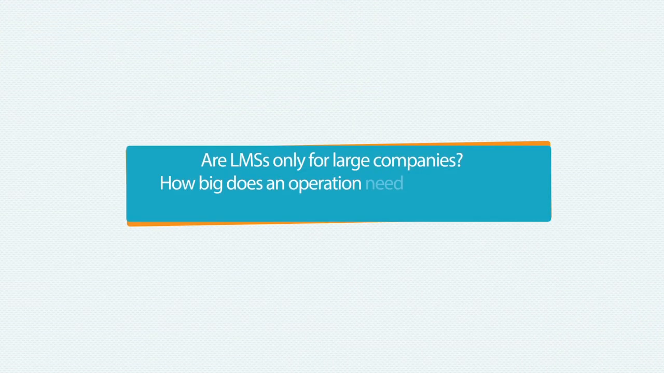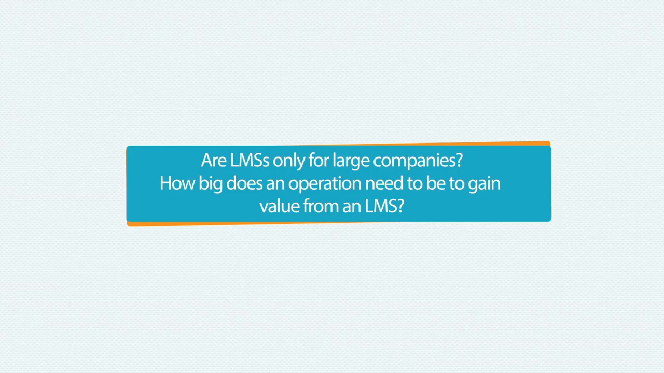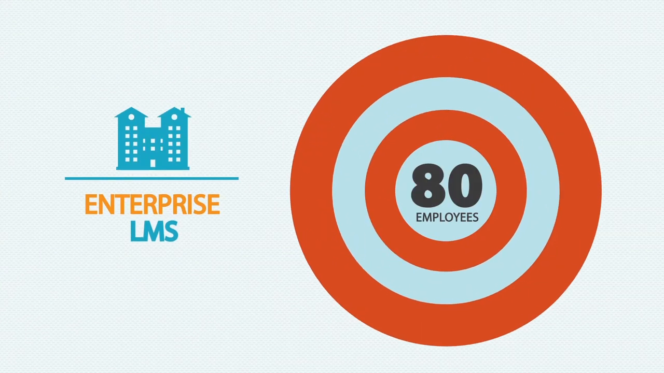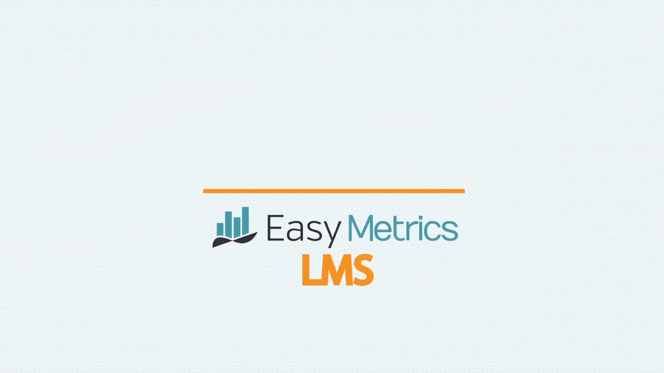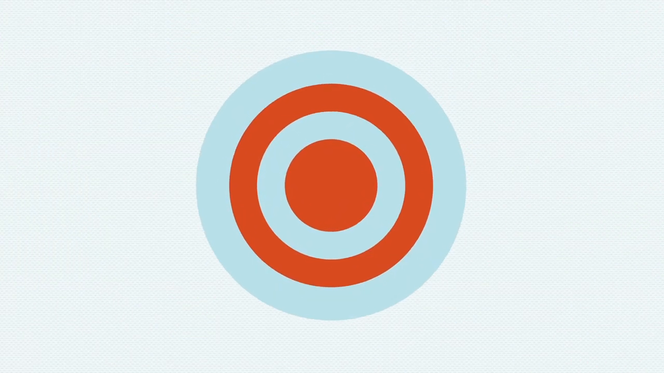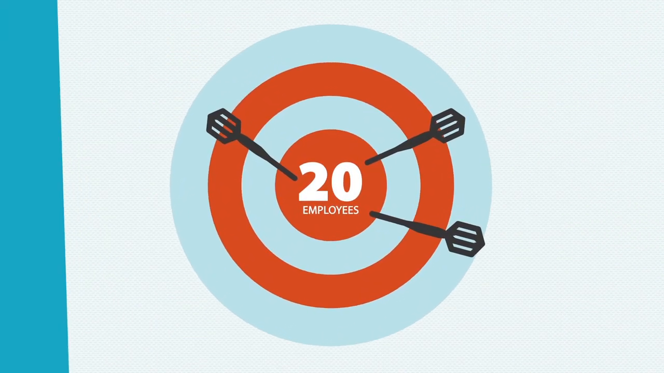Are LMSs only for large companies? How big does an operation need to be to gain value from an LMS? For enterprise-type LMSs, ROI occurs around 80 employees. EasyMetrics, because it is cloud-based and its approach eliminates the need for engineered labor standards, can achieve a strong ROI with as few as 20 to 40 employees.